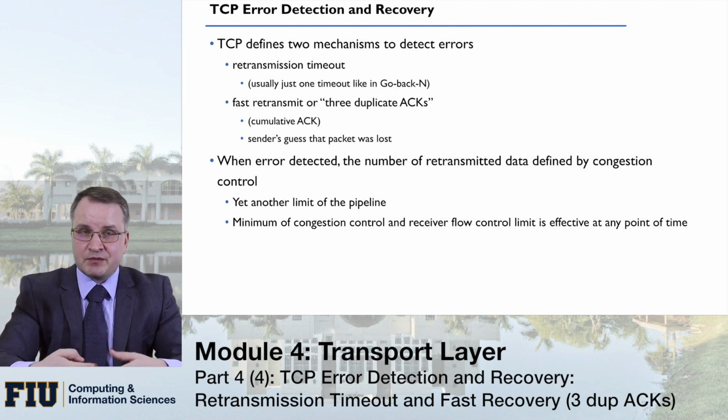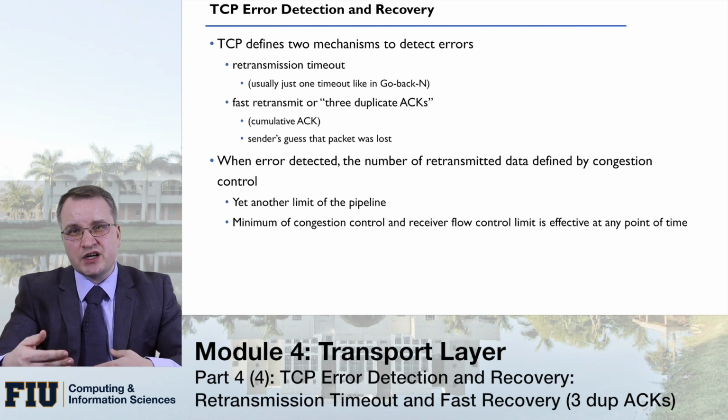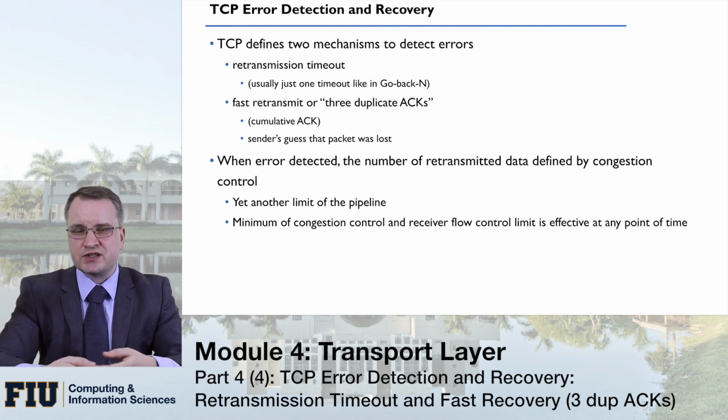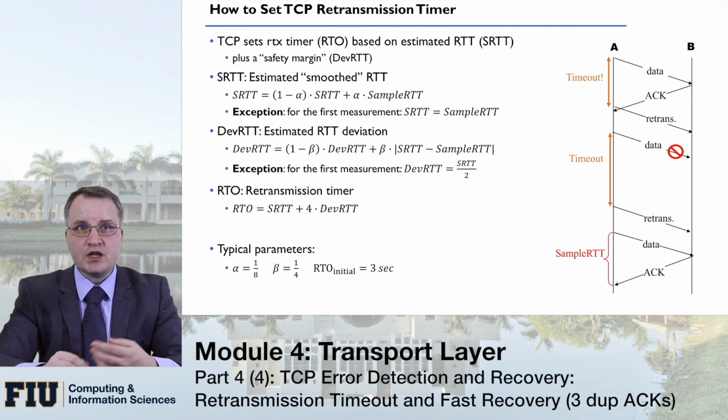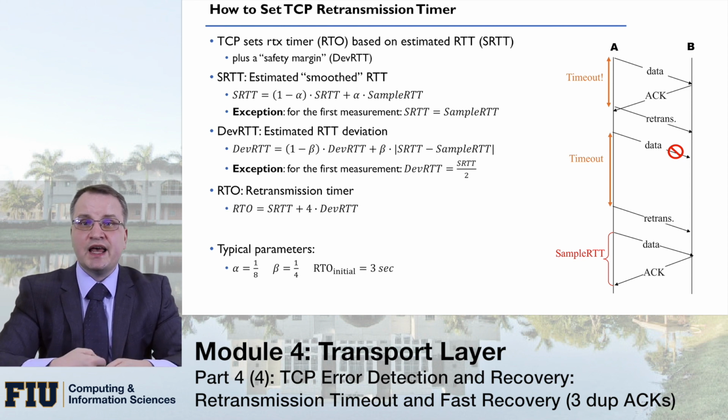The timeout itself should not be too small, because if you have too small a timeout, you have spurious retransmissions, which will cause additional problems in the network. But at the same time, you don't want to make it too large, because then you have a very slow reaction to bad behavior in the network. So what TCP is actually doing is setting the retransmission timeout based on the estimated value of RTT, plus the estimated deviation, or estimated jitter, of the RTT.